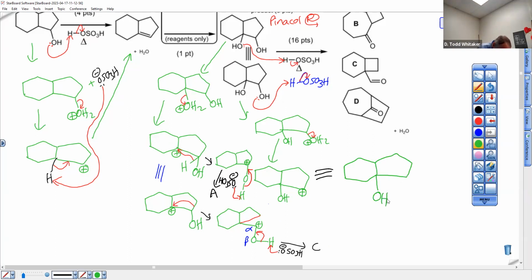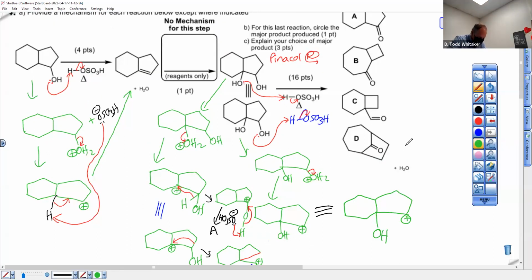Don't be hard on yourself, everybody. What are your 2 possible rearrangements from there? Remember, you have to make D and B, right? One of them comes from making this rearrangement. And the other comes from making this rearrangement.